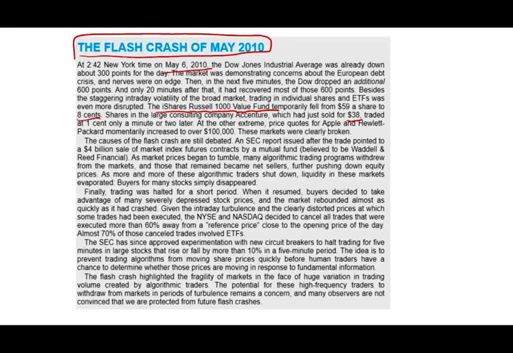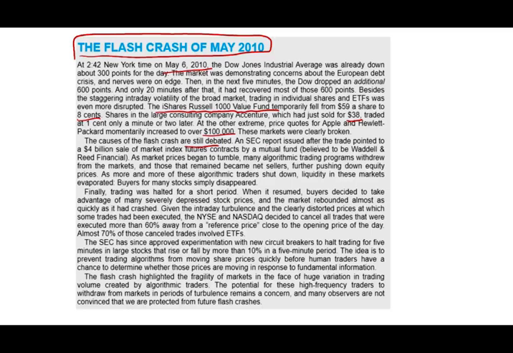So if you were there and you bought them, you would have done great. Another extreme example, price quotes for Apple and Hewlett Packard increased to over $100,000. Okay, the market was clearly broken. So what causes this flash crash? This is what we need to talk about. It's still debated, but obviously the SEC did their own investigation.